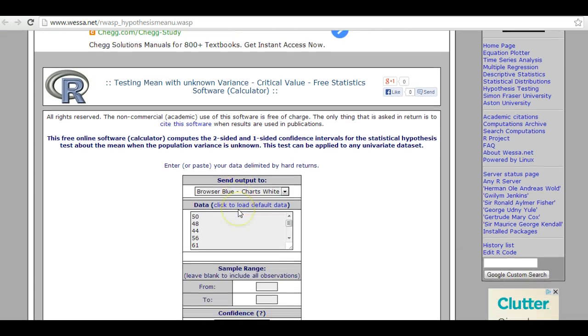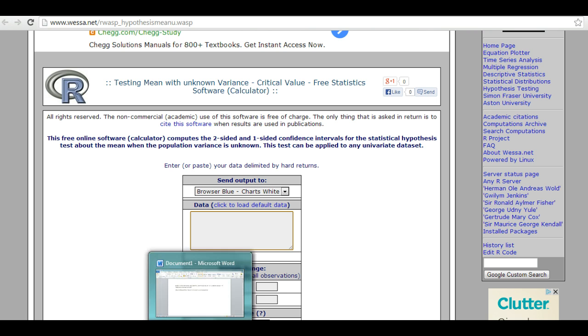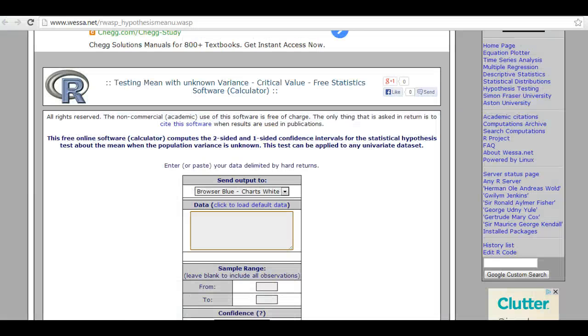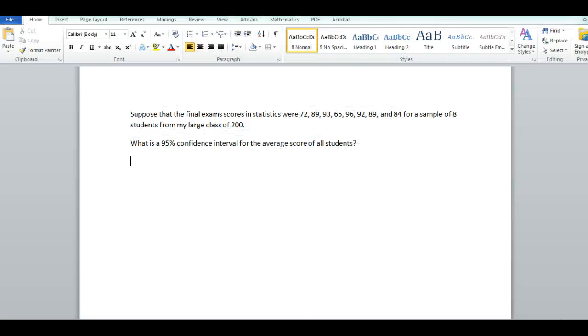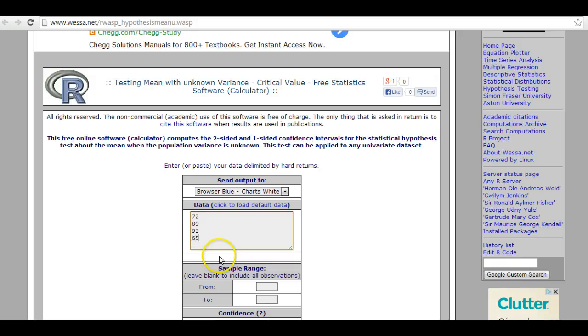from here. So, come in here, and in order to run this applet, I'm going to first delete all of the data that he has in there, and then I'm going to insert my data one by one. 72, 89, 93, 65, 96, 92, and there should be 2 more pieces of data. 89 and 84. For this applet, you put the data in different rows instead of with commas.